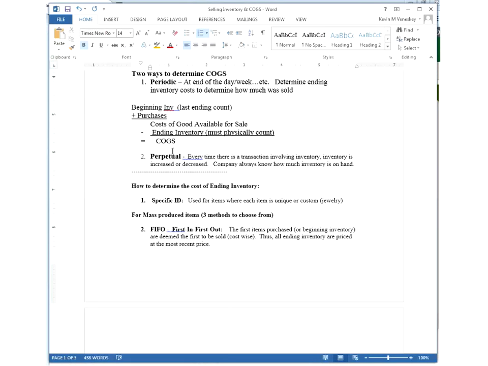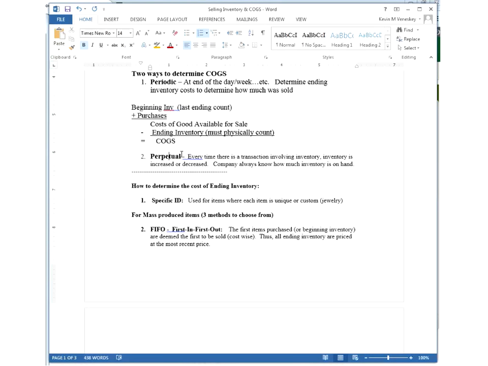Now, if you have a computer system with scanners, that's not hard to do at all. The computer does all the work for you. It's a little bit tougher to do, especially if you have a whole bunch of items that are exactly the same and you sell mass-produced items. For example, if I sell gasoline and I bought, as my company, 100 gallons at $2 a gallon, and then the next day I bought another 100 gallons and the price jumped to $2.20 a gallon. And then during that time I sold 150 of the gallons.